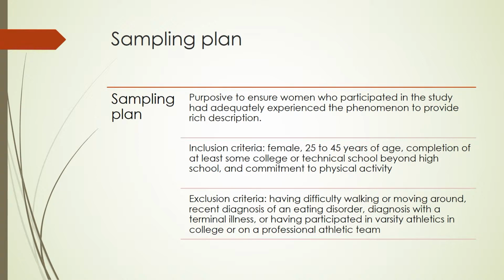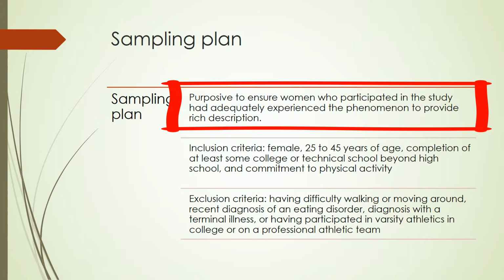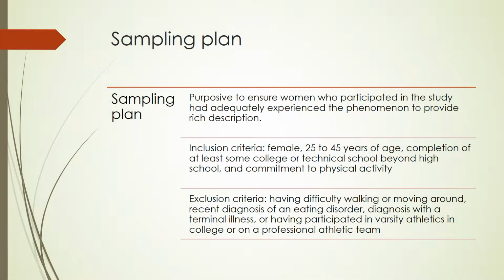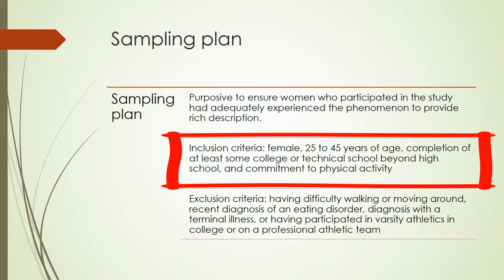The sampling plan for this study was purposive, to ensure that women who took part in the study had adequate experience of the phenomenon to provide a rich description. With that, it had inclusion criteria and exclusion criteria. The inclusion criteria was that the participants had to be females between ages 25 and 45 years, and they had completed at least some college or technical school beyond high school, and they had a commitment to physical activity.